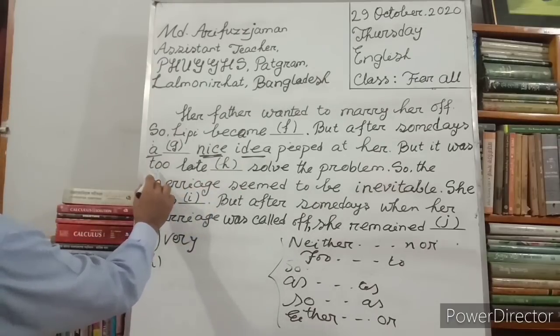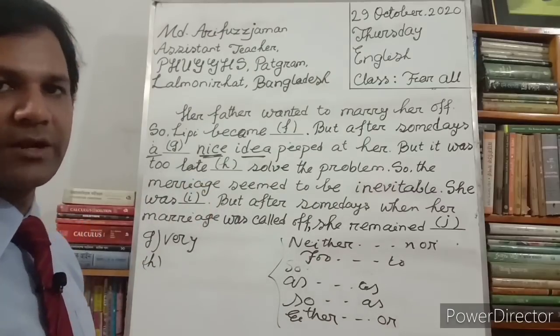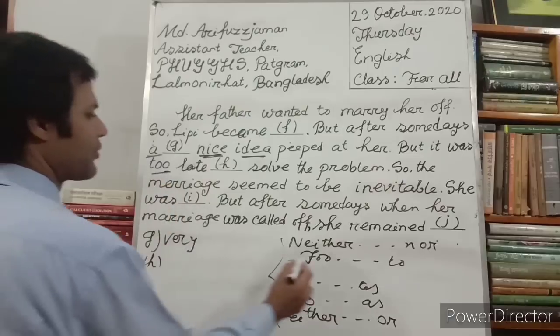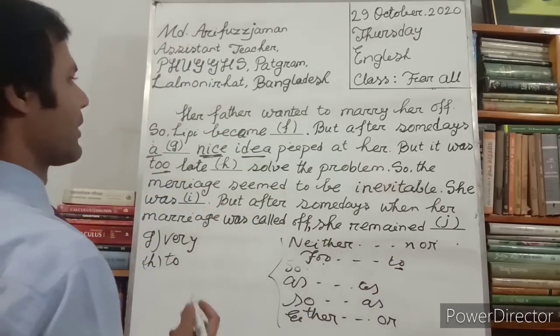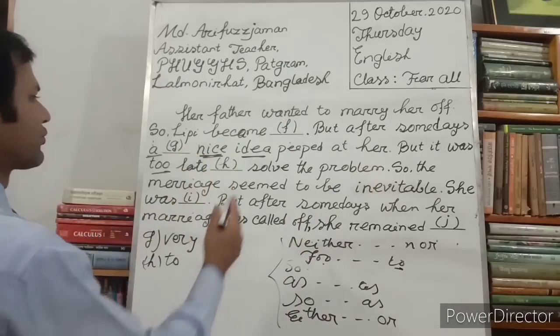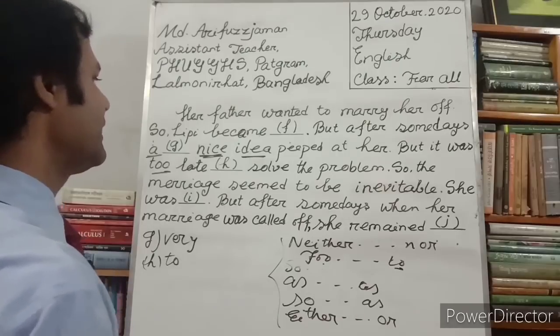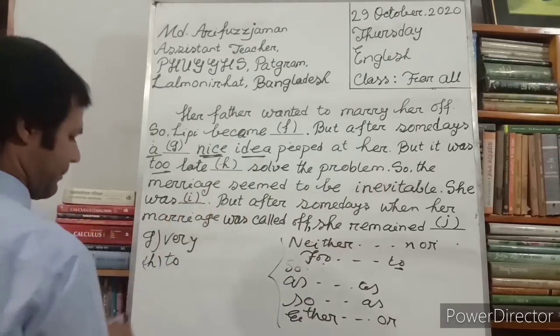There are also correlatives too, but it was too late. So my dear students, you can easily understand that since here is too, so we have to write too here. This is very easy. But it was too late to solve the problem. So the marriage seemed to be inevitable. There is a gap.